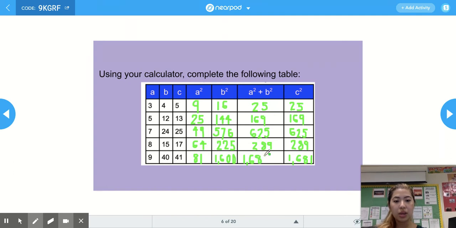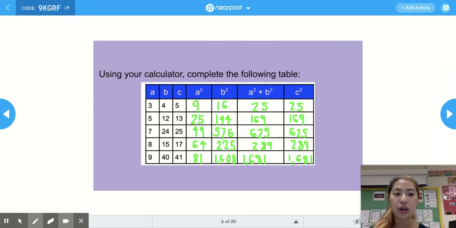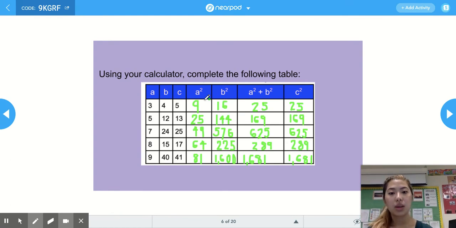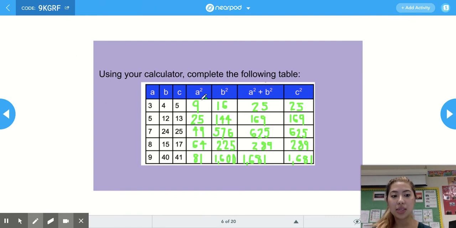So all of these A's, B's, and C's, all the numbers together, are considered Pythagorean triples. Triples because there's 3 numbers, and Pythagorean because if you input the numbers as A, B, and C, they'll give us values that make it work in the Pythagorean theorem.